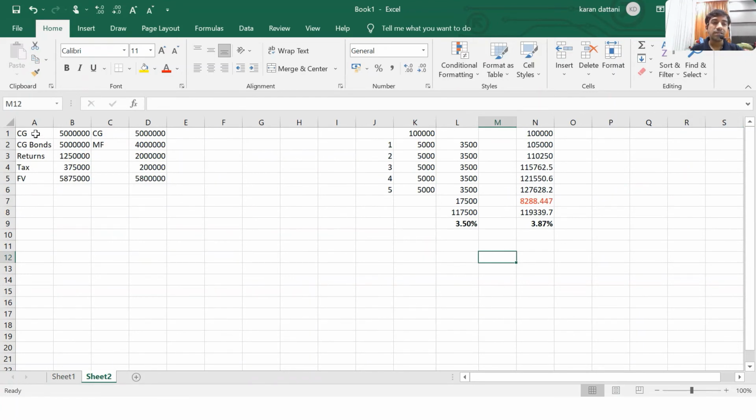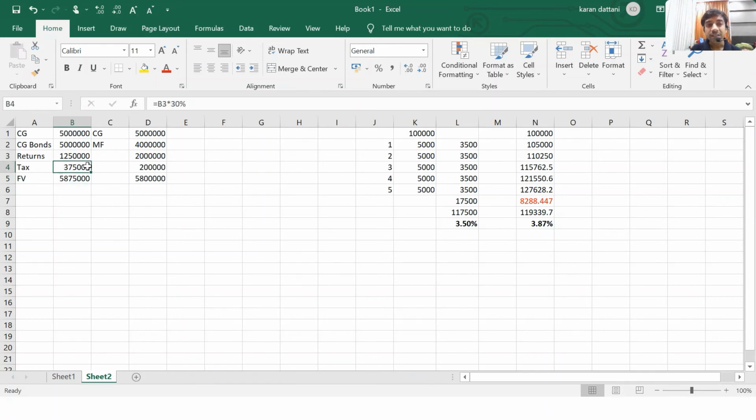So this is the scenario. You have 50 lakh capital gains. You invest that capital gains into these bonds. They pay you 5%. The current interest rate is 5% for this bond. That interest is taxable. The interest is not tax free. This is the tax you'll be paying, and after 5 years, this is the amount you'll have.